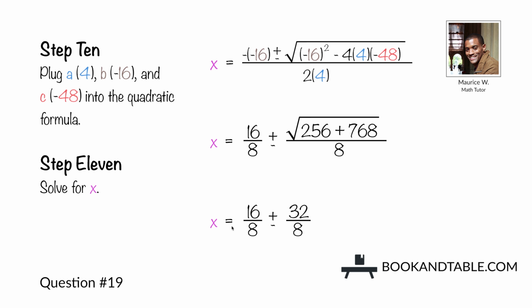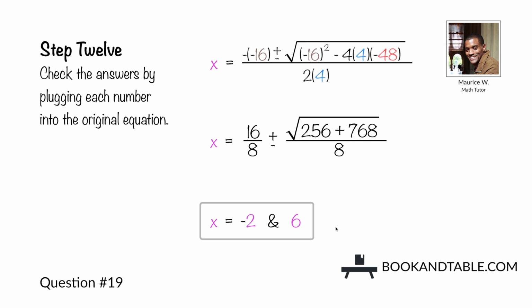So x has two potential values. 16 over 8 minus 32 over 8 is negative 16 over 8, which is negative 2. And 16 over 8 plus 32 over 8 would give you 48 over 8, which is equal to 6. So we get x is equal to negative 2 and positive 6. And that leads us to step 12. Check the answers by plugging each number into the original equation.